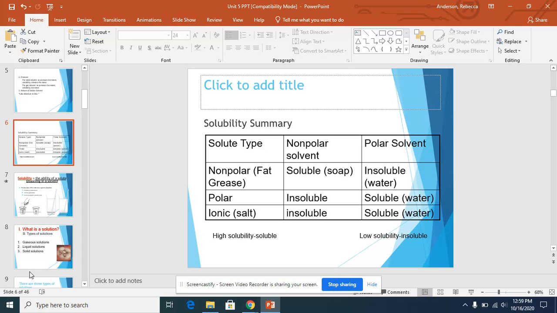So if something is polar, then the only thing that's going to mix in or dissolve in it is something else that is also polar. If something is nonpolar, the only thing that'll mix in it is something else that's nonpolar. For example, water is polar. Oil is nonpolar. When we mix oil and water together, they don't mix. They're always separating. They don't like each other. They don't mix in with each other. And that is because one's polar and one's nonpolar. So in order for it to mix together, they have to be the same.